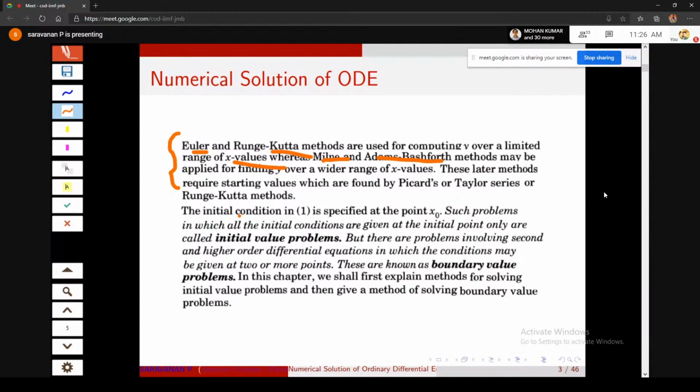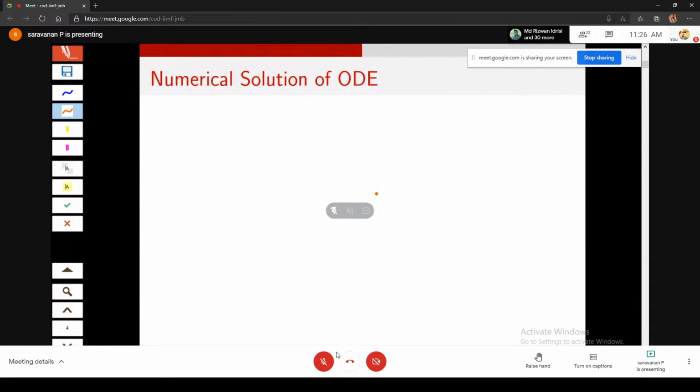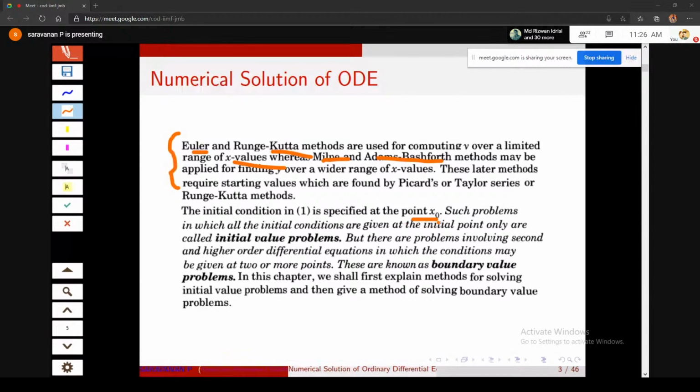So the initial condition in y is specified at a point x0. This type of condition, y of x0 equal to y0, is called an initial condition. The initial condition is specified at the point x0. Such problems in which all the initial conditions are given at the initial point only are called initial value problems.